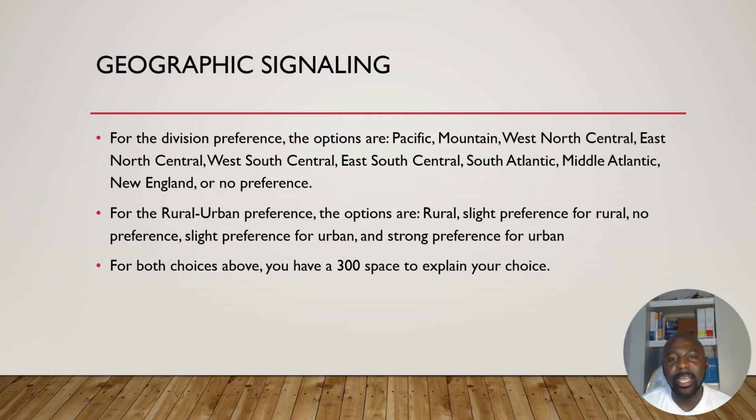Now, geographic signaling. Out of the 9 geographic divisions in America, you're going to have the option to choose 3. And then between urban and rural, you're going to choose whether you prefer urban or rural residency. So the options are strong preference for rural, slight preference for rural, no preference, slight preference for urban, and strong preference for urban. So that's how it works. And then whether you choose urban or rural, you're going to have a 300 character space to explain why you chose urban or rural, and you're also going to have a 300 character space to explain why you chose one specific geographic division in the US.